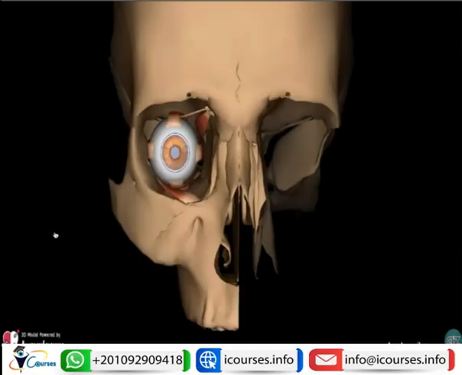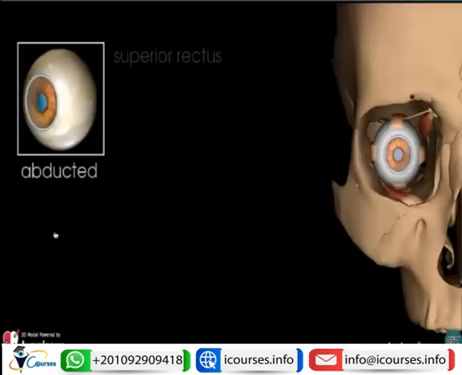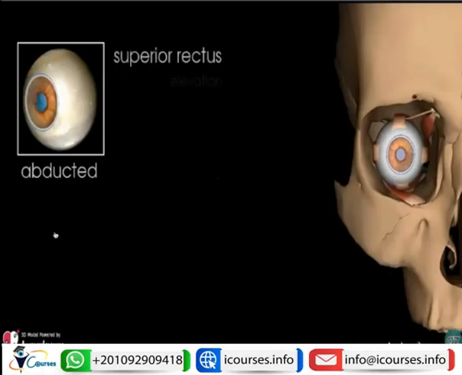For instance, in the vertical plane, to produce elevation and depression, the superior rectus muscle and the inferior oblique muscle work together in a coordinated manner to produce elevation of the eyeball. When the eyeball is in the neutral position looking straight ahead, both these muscles will contract to produce elevation.